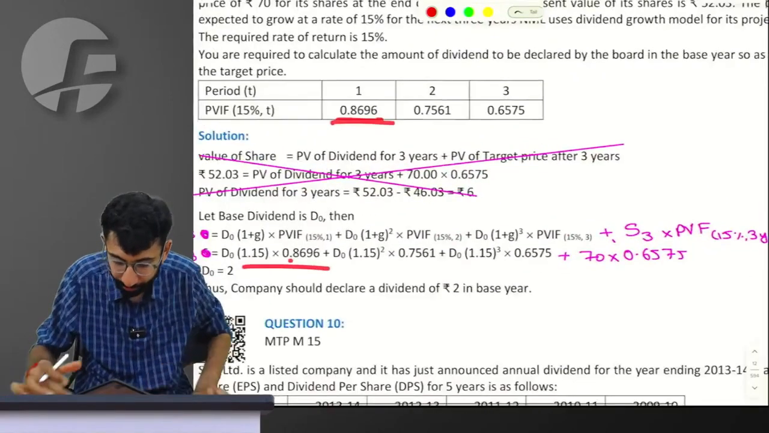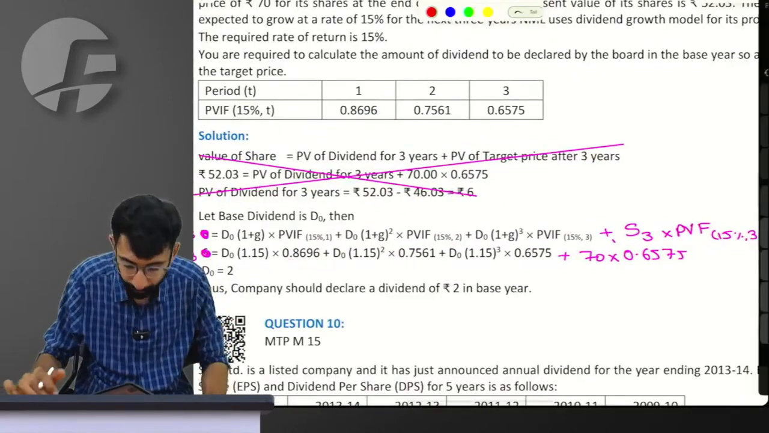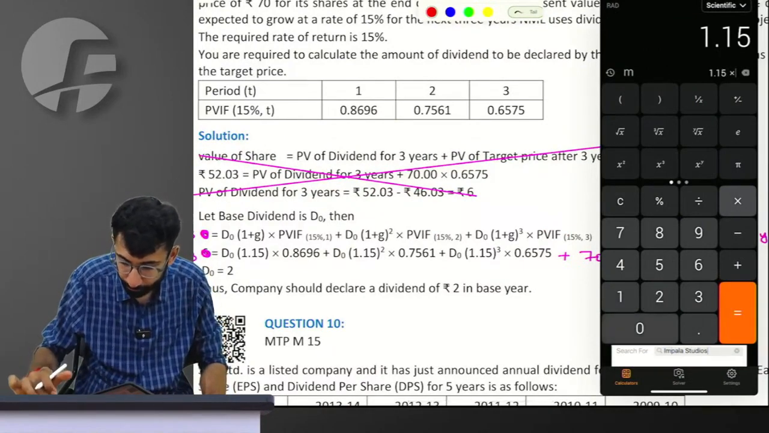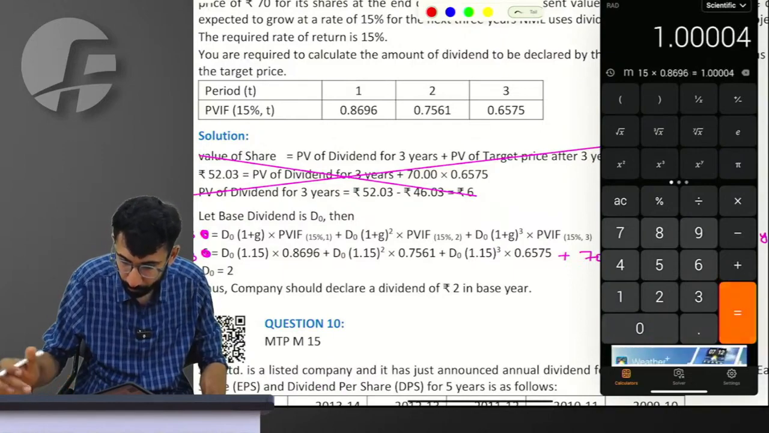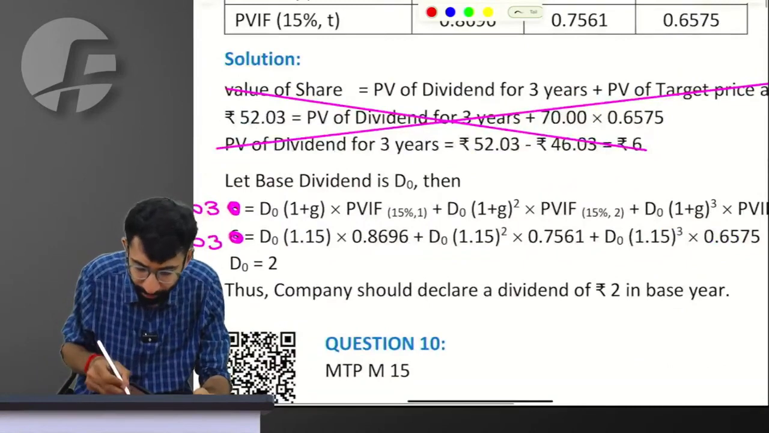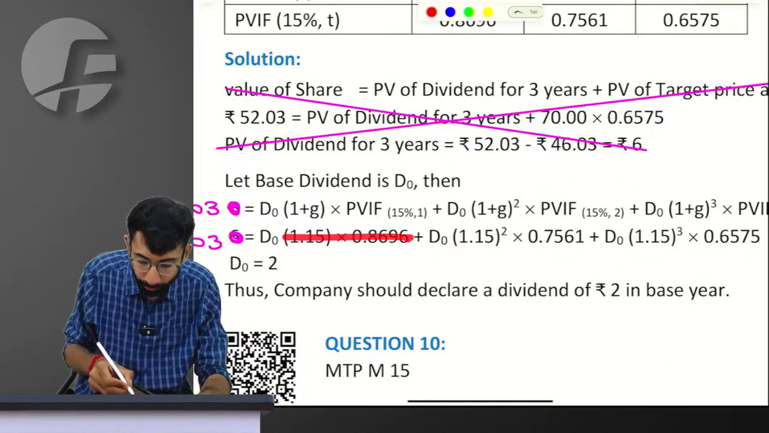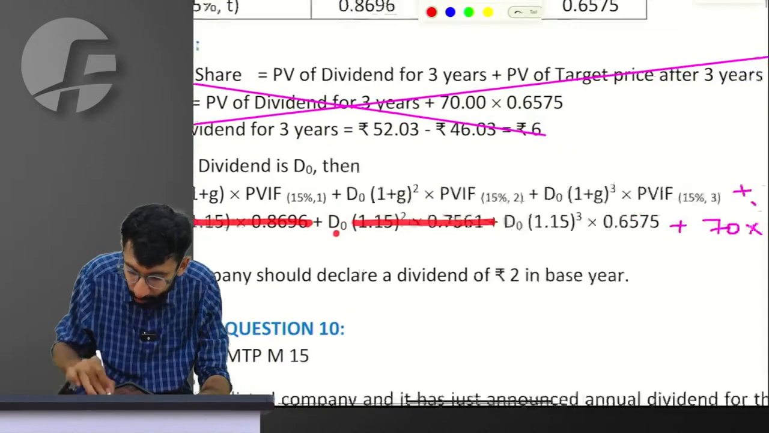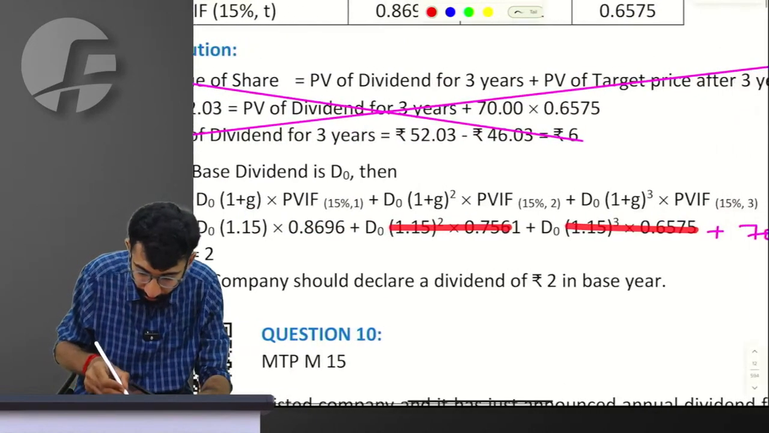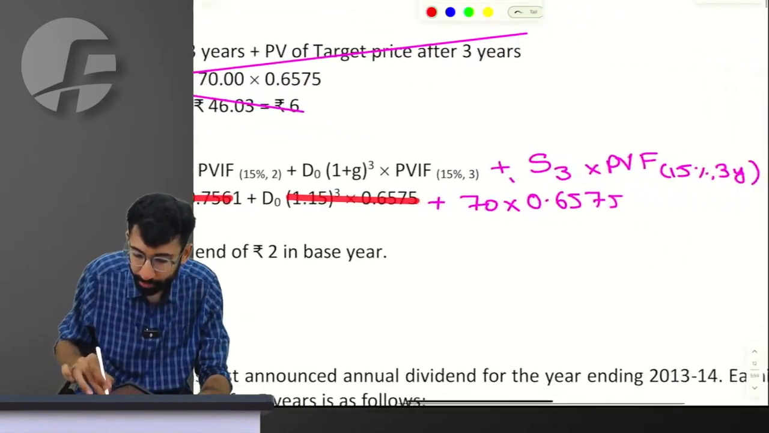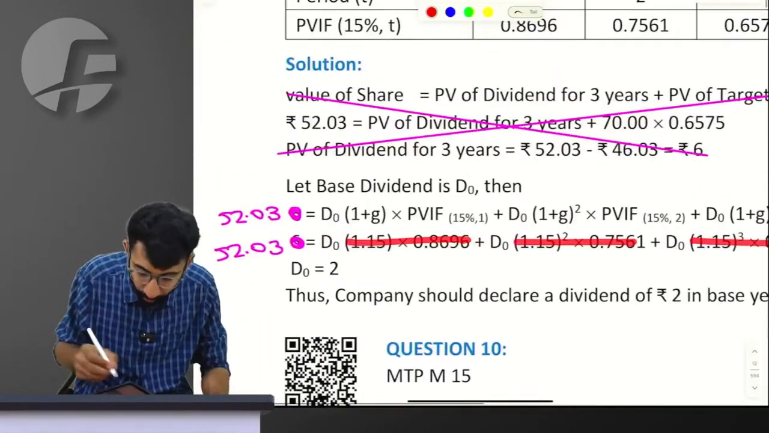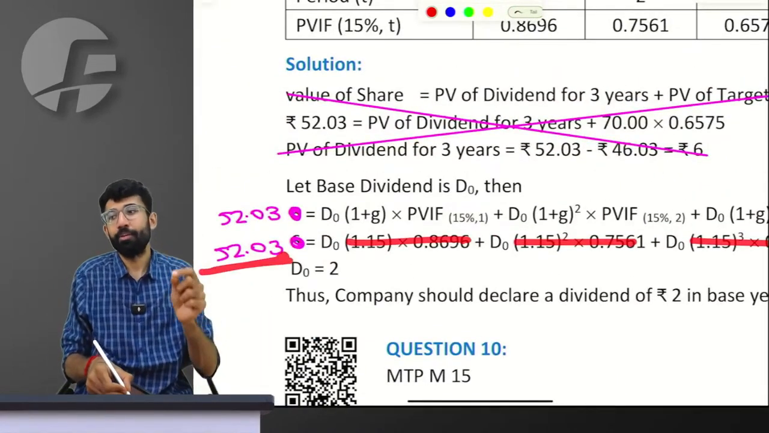0.8696. Use your calculator. People in the class, pick up the calculator, quickly try it. Subject to rounding off, the answer has to be 1. 1.0004. So considering 2 decimal points, 3 decimal points, the answer to this is 1. So basically D0 plus D0 plus D0 is equals to, this is gone, this has gone, this has gone. D0 plus D0 plus D0 is equals to 7 into 0.6575. All that is equals to 52.03, which is the present value today.